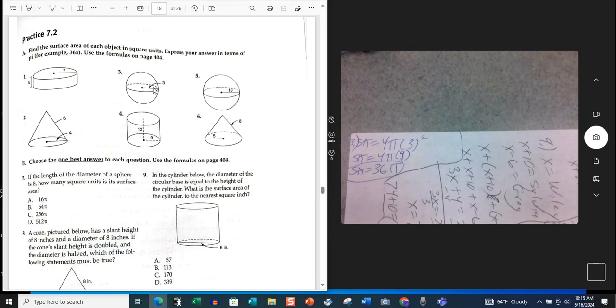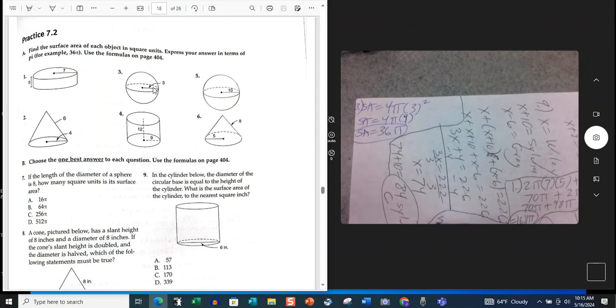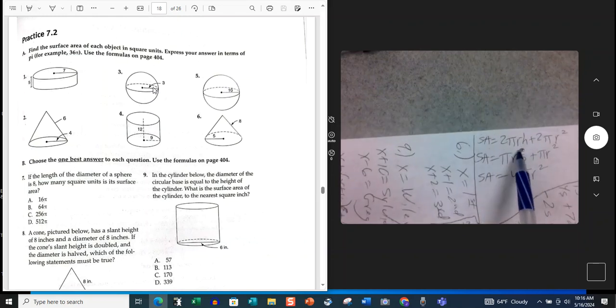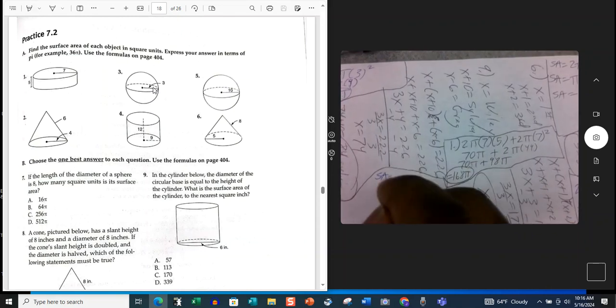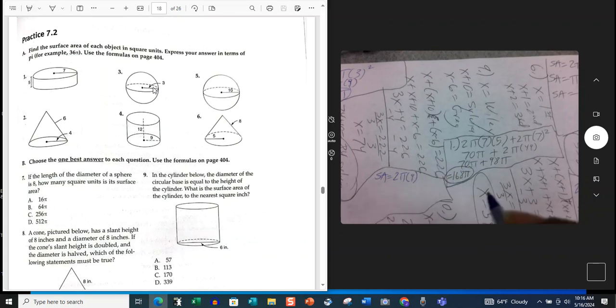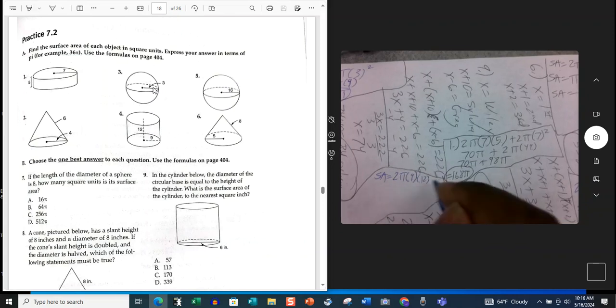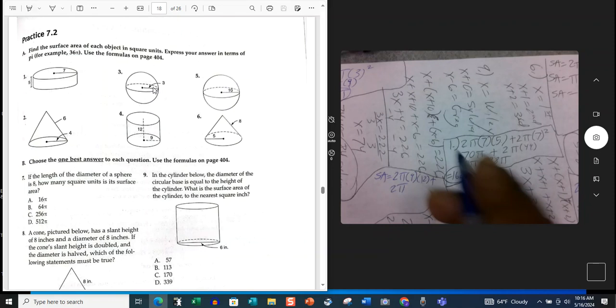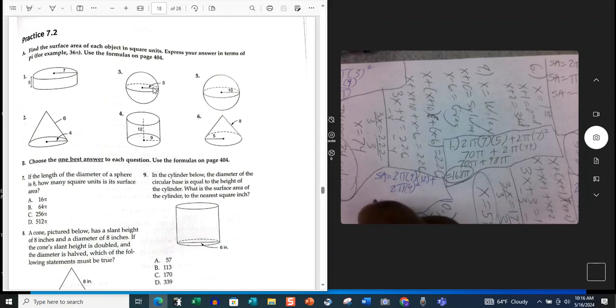Okay, now problem number 4, we come back to the cylinder. So we need the surface area of the cylinder. So the surface area is equal to, now you already know the formula, but I'll bring it back here, 2 pi radius height plus 2 pi radius squared. So now we will have 2 pi, and then the radius is 9, and then the height is 12. Plus, we will have 2 pi, and then we will have the radius squared. The radius is 9, so that's 9 squared.